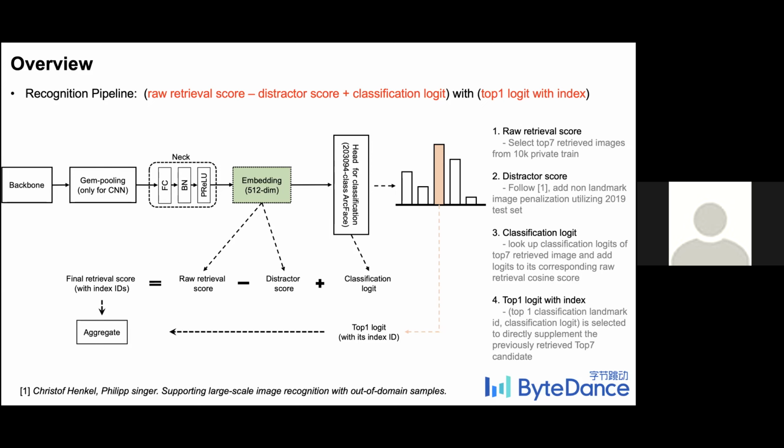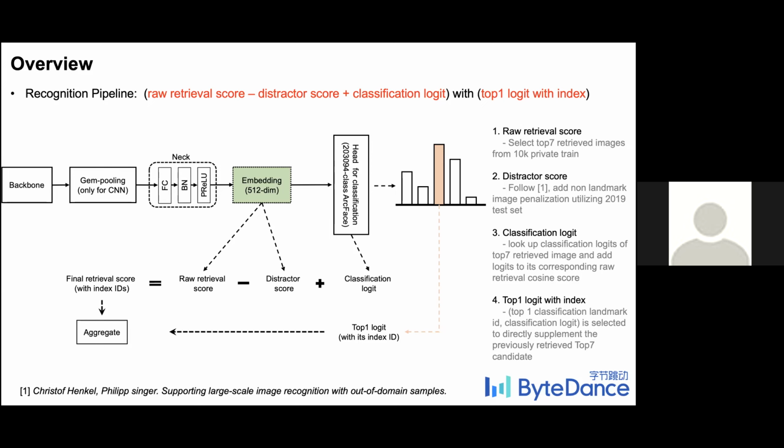The classification logit could be viewed as the cosine similarity between the image feature and the learned class center by ArcFace. It is complementary to the retrieval score, especially when there are few images of some landmarks in the private train set. So we look up classification logits of the top 7 retrieved images and add them to the corresponding raw retrieval score to obtain the final retrieval score. Meanwhile, we found that the accuracy of pure top 1 classification is very high. So we add another pair of top 1 classification landmark ID and logit into the previous top 7 candidates.